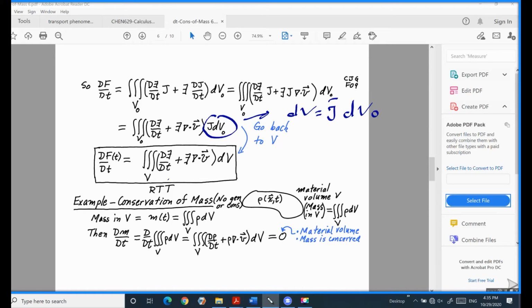Okay, let's start with an example, the conservation of mass. Let's say you have a body or control volume, a control system like this, with no generation or no consumption. Let's say this is the density rho of your fluid inside the control volume. This is a function of x and t, a function of the position vector and of time. The material volume is represented by V. Then what is the mass in V? It's the triple integral of rho dV. The triple integral gives your mass, from the definition before.